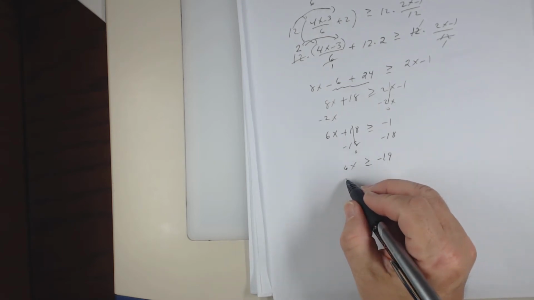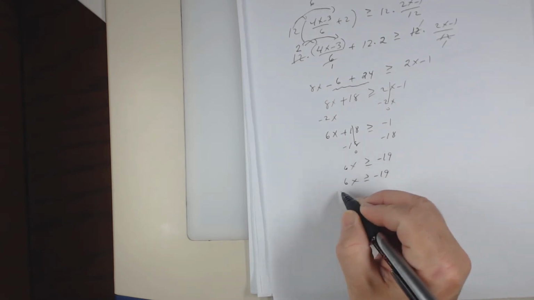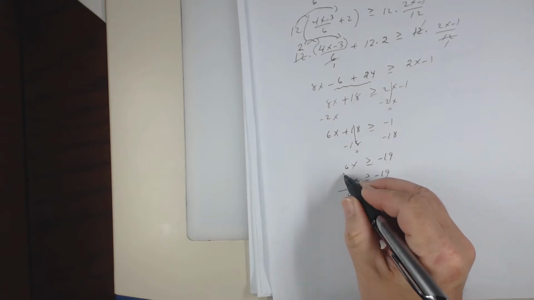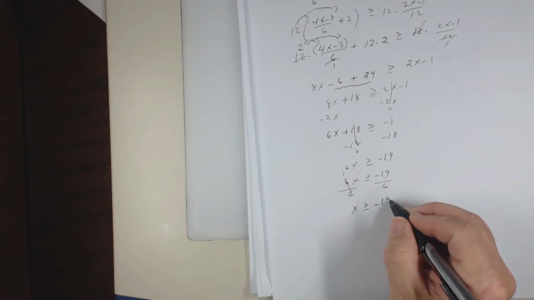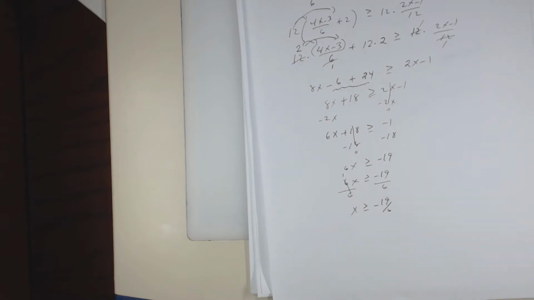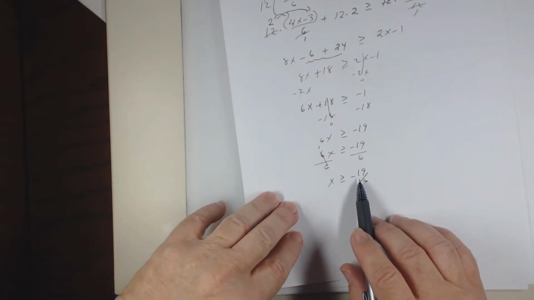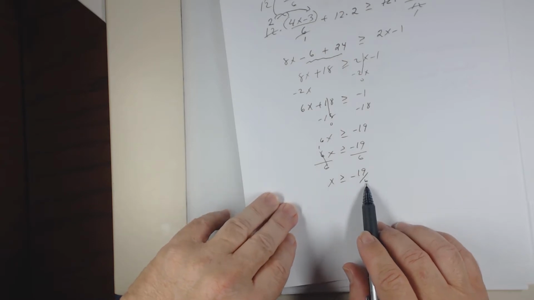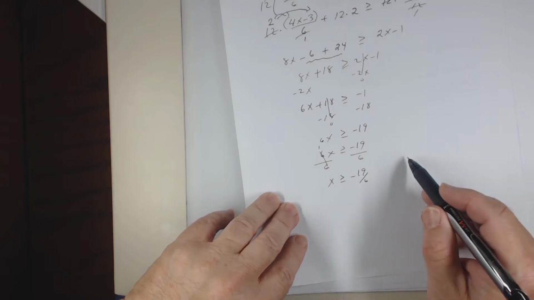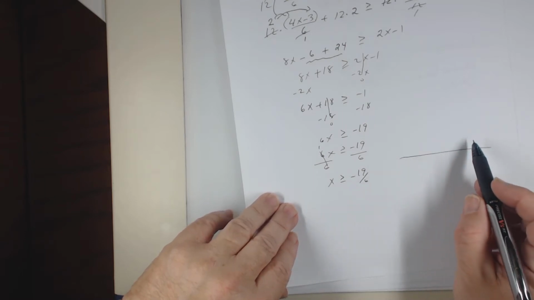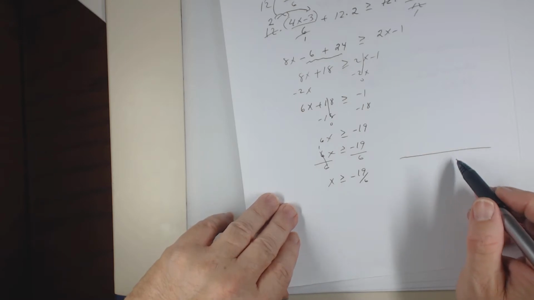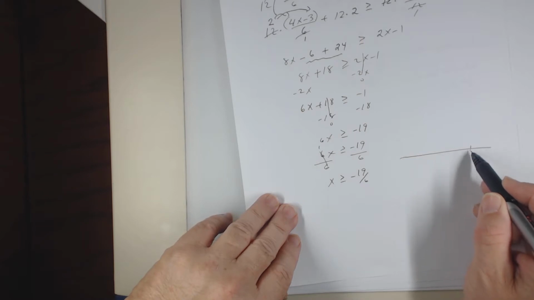And so now I'm going to divide both sides by 6. And so I get x is greater than or equal to negative 19 over 6. Right. So now I have a fraction to deal with. Okay. All right. So let's estimate negative 19 over 6. And you calculate it. What's that? It's what, 3 point something, negative 3 point something? Yeah. So you said negative 3 point something, right? Yeah. What is it? 3.12? Okay.